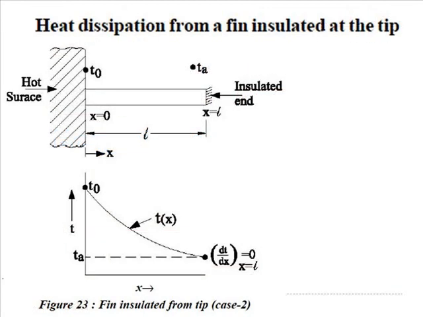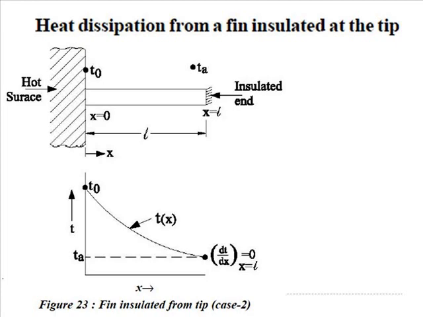So friends, now we have to discuss heat dissipation from the fin which is insulated at the tip. So here in figure number 23 you can see the hot surface is available at T0 temperature, and at T0 temperature the fin is attached. The fin is of finite length and the tip of the fin is insulated. So as we know from the previous case, at x equals 0 the temperature is equal to T0.